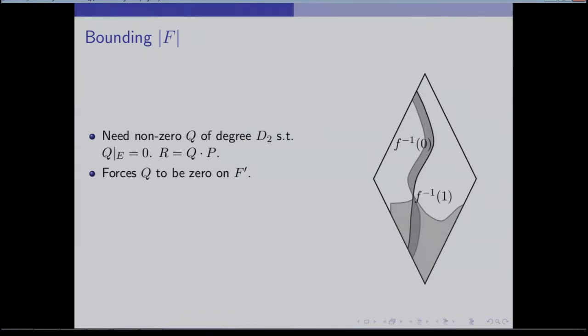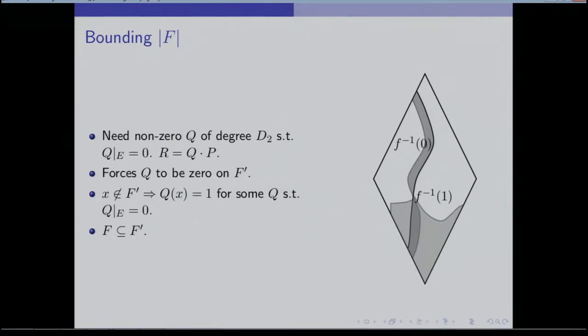And all we need to say is that this bunch of other places is small. Because once this set is small, in all the other places, q has a chance of being non-zero. So q times p has a chance of being non-zero. So the certifying polynomial has a chance of being non-zero. Okay. So the bad set whose cardinality we want to bound is really a subset of this set f prime, which is a set of points where q is forced to be 0.